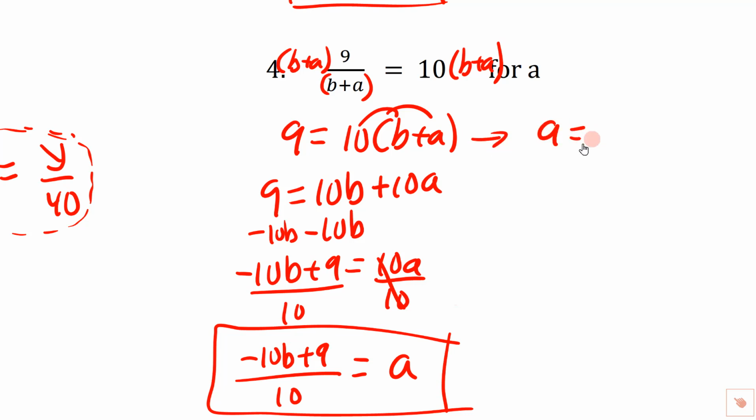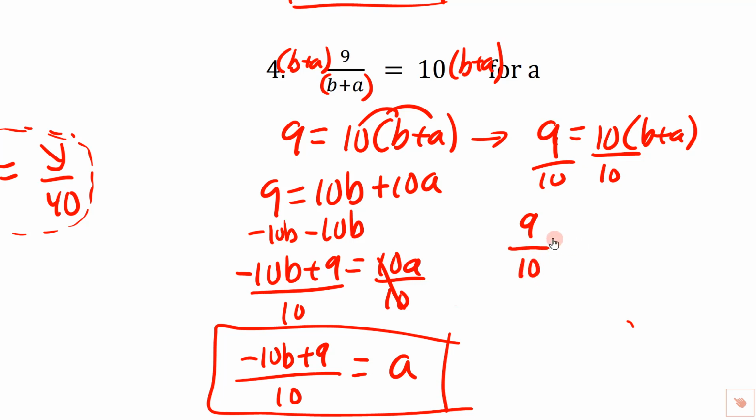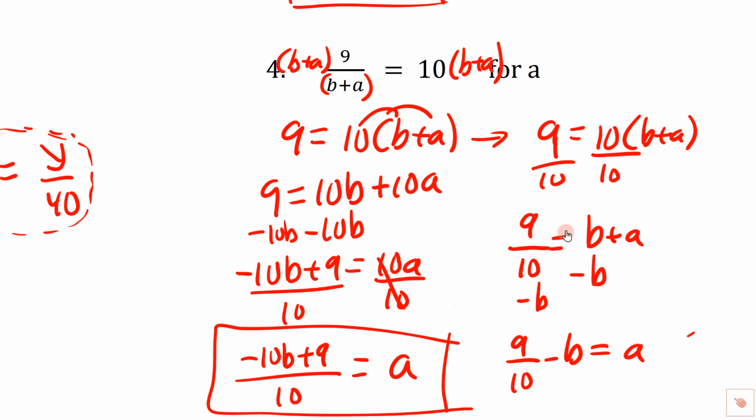Let's take a look at this. 9 equals 10 times b plus a. We could go through and say, hey, I'm not going to distribute through. I'm just going to divide both sides by 10. So that's going to be 9 tenths equals b plus a. And then all I have to do to get the a by itself is get rid of the b. So we're going to subtract b on both sides. So this is 9 tenths minus b equals a. Okay. These two are equivalent.